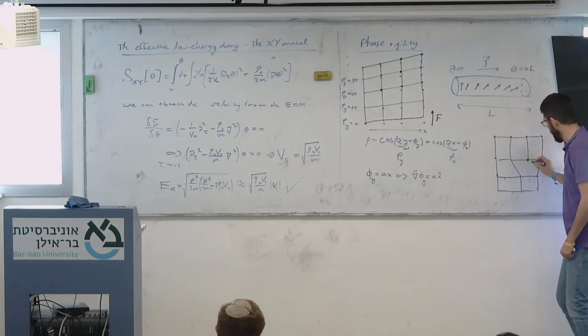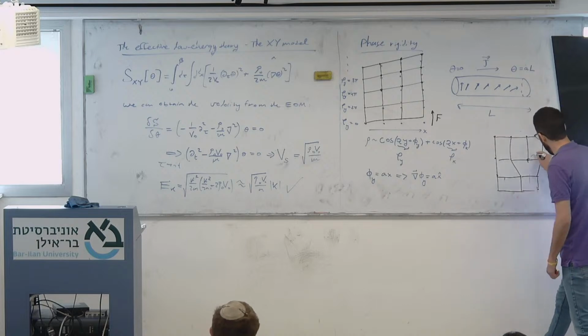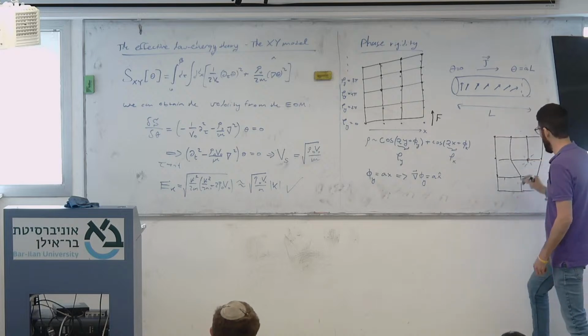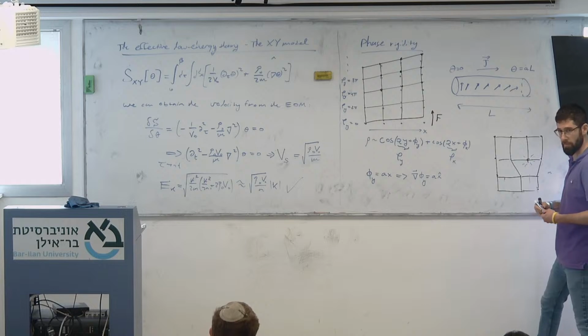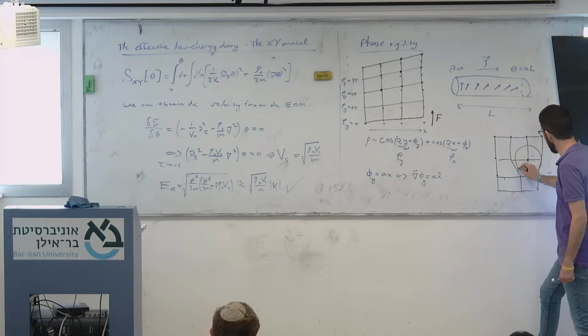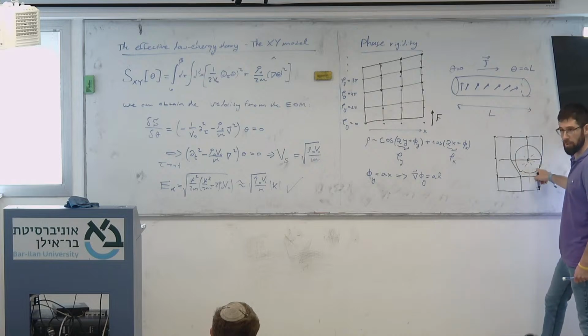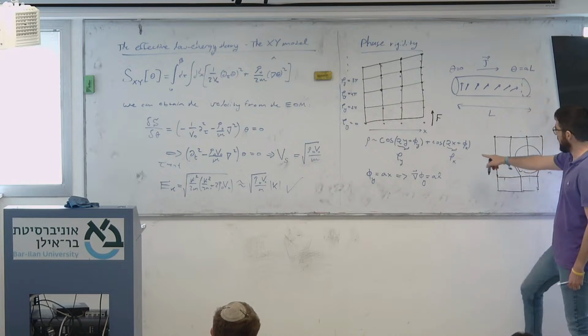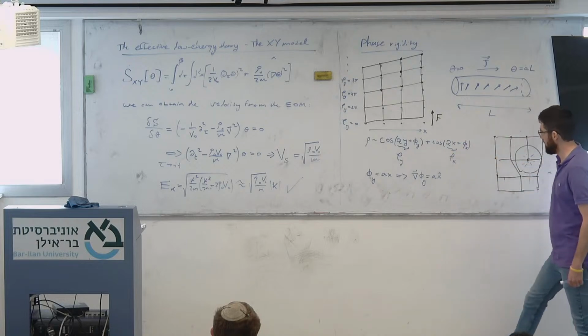Okay, so you have this thing here. It's called a dislocation. And if you go in a round trip around this dislocation, you will find that this phase.